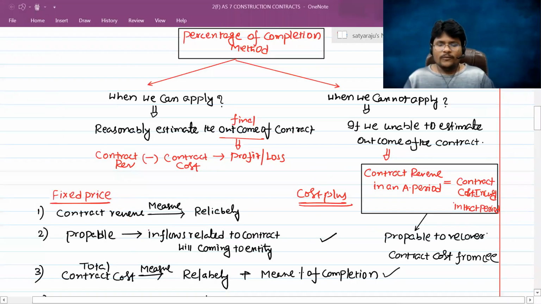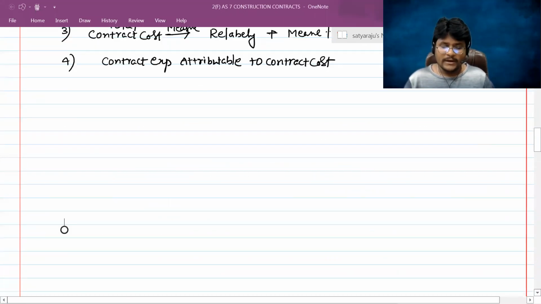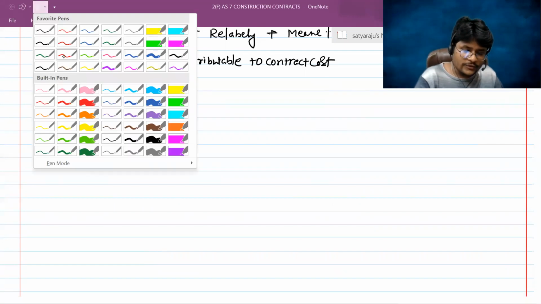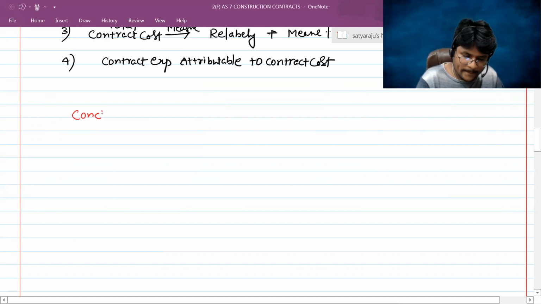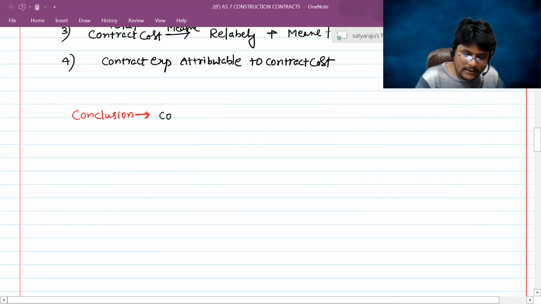Okay. Now all of you please observe the essence of the case I am telling you. The final conclusion part I am telling you. All of you please concentrate. What is the conclusion? Conclusion here I am drawing. Conclusion is, sir, how to calculate contract profit or loss for an accounting period is the question.